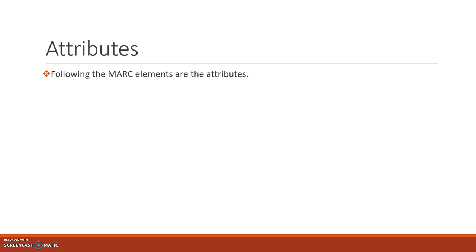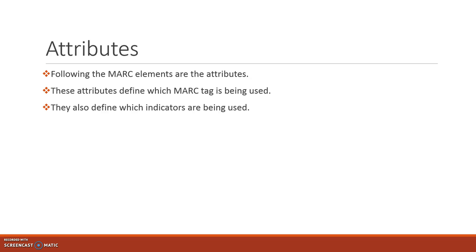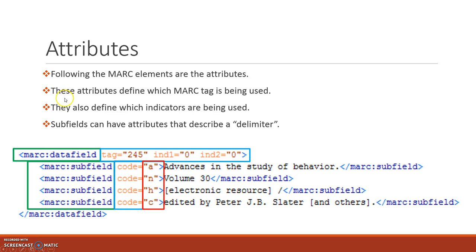As we just saw, MARC elements have attributes. These attributes define which MARC tag is being used. They also define which indicators are being used. Subfields can also have attributes that are describing delimiters. Those are the subfields, like we saw the volume number and the editor and resource format and so on. Once again, we have the elements in the green boxes. We have the attributes defined in the blue boxes, and specifically over here in the red box, we have the subfields, which are the delimiters, which are describing the 245 field.